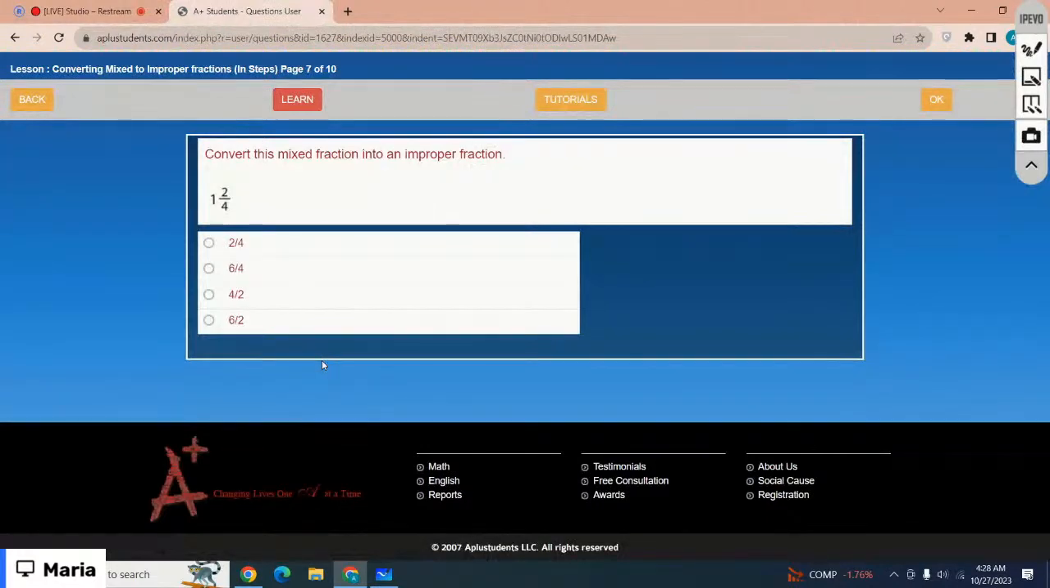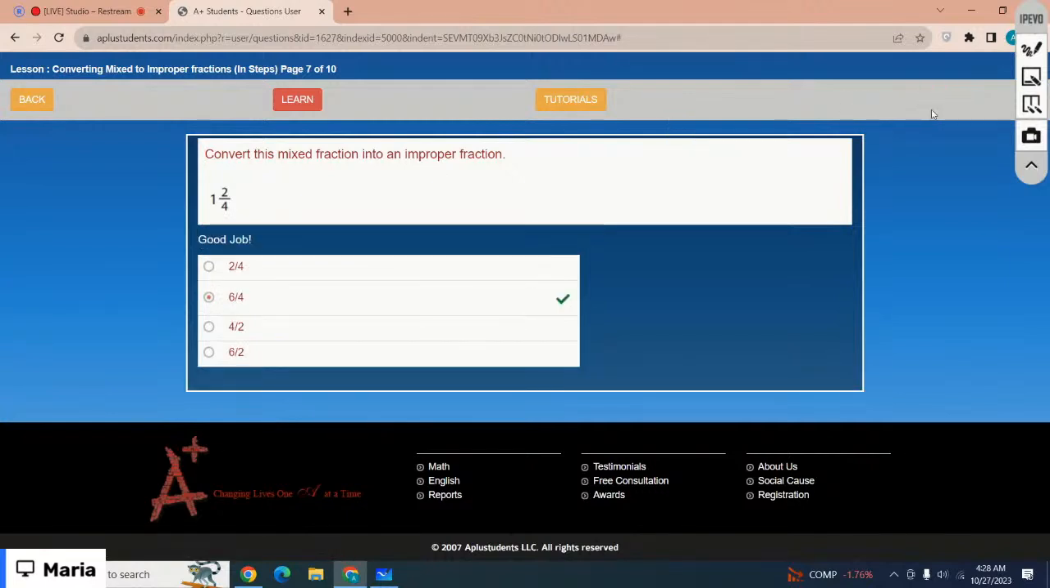Okay, convert the mixed fraction into improper fraction. So which is the correct option? You have to convert 1 whole 2 over 4. You have to do 4 times 1 is 4, and you need to add 2. So that would be 6 over 4. The correct option is 6 over 4.